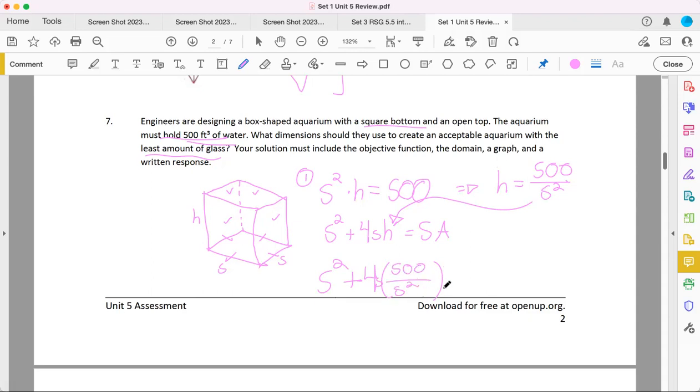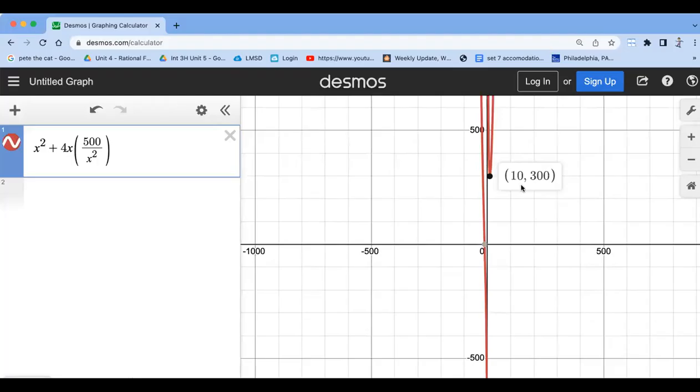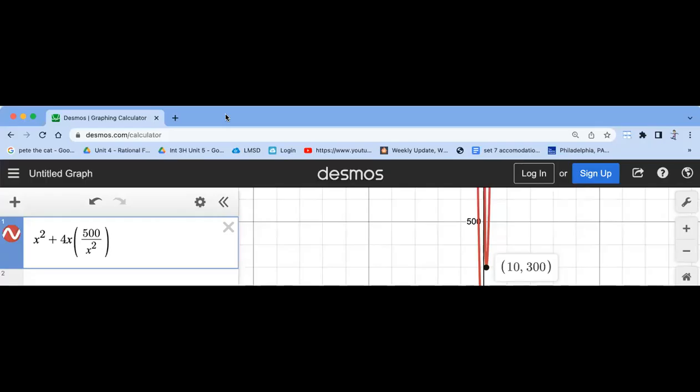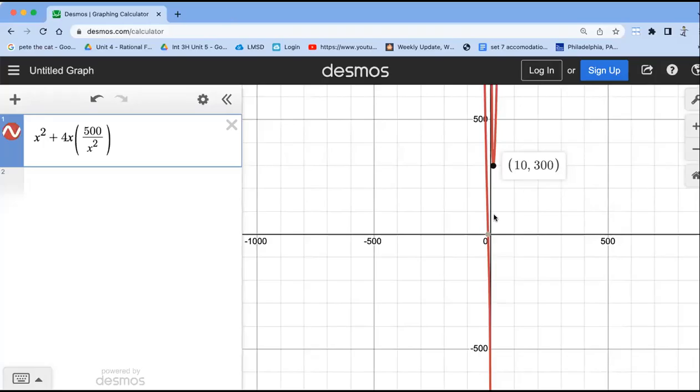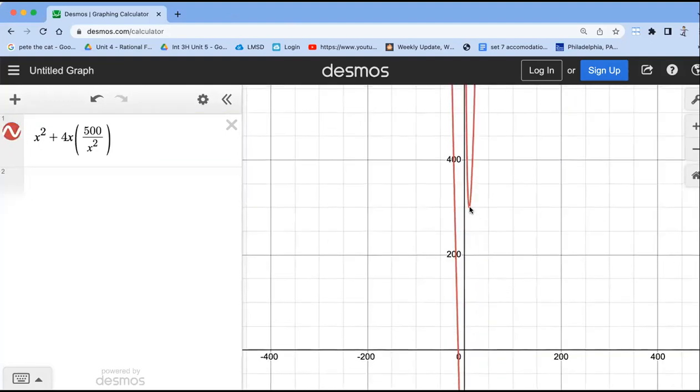And if you want to simplify this, kudos to you. I think it's like 2000 over S, but we'll graph this and see if we can figure out where the least amount of glass is. All right, so we're here at Desmos. Pardon my use of X, because previously I was using S, but that's okay, because this is now graphed out.